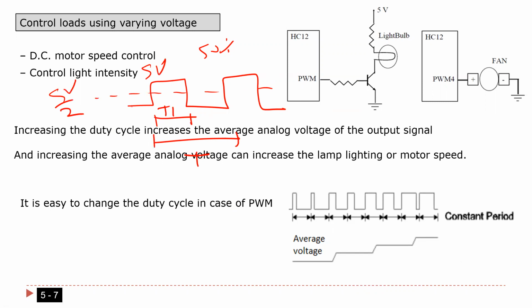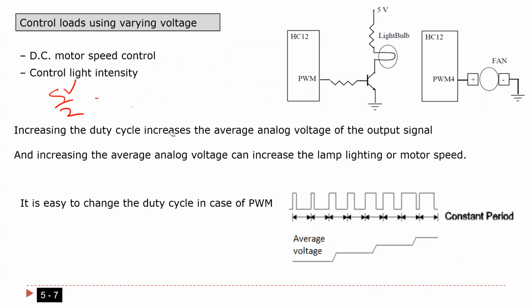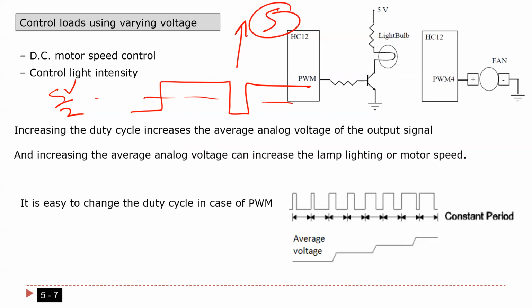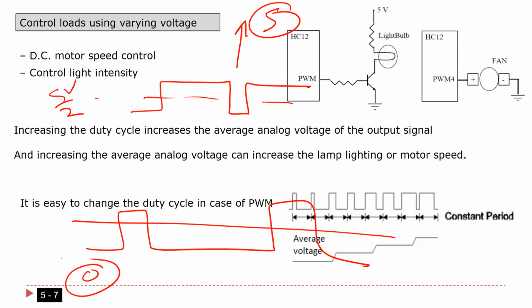However, if you increase the duty cycle, if you have more than 50% duty cycle, the average voltage is going to increase. For example, if you have something like that, the average voltage is going to be close to 5. However, if you have something like that, here the average voltage is close to 0. So all you need to do is change the duty cycle, in other words, change the time of the high, and you can actually change the average voltage.